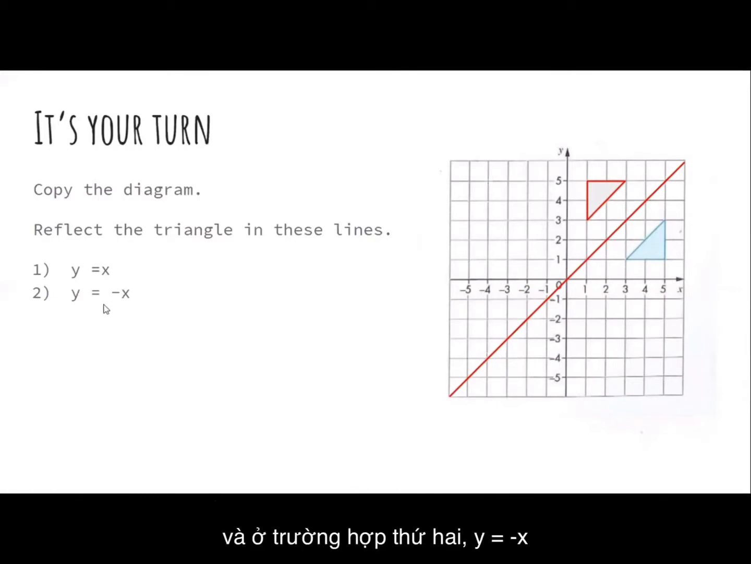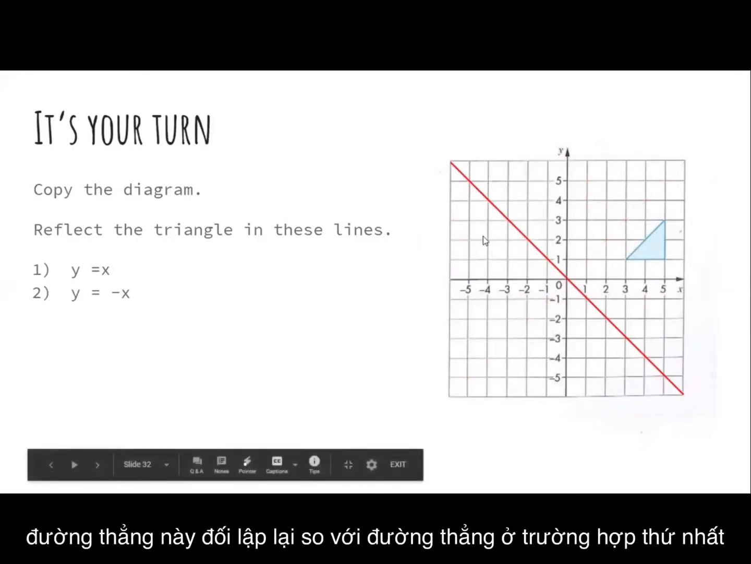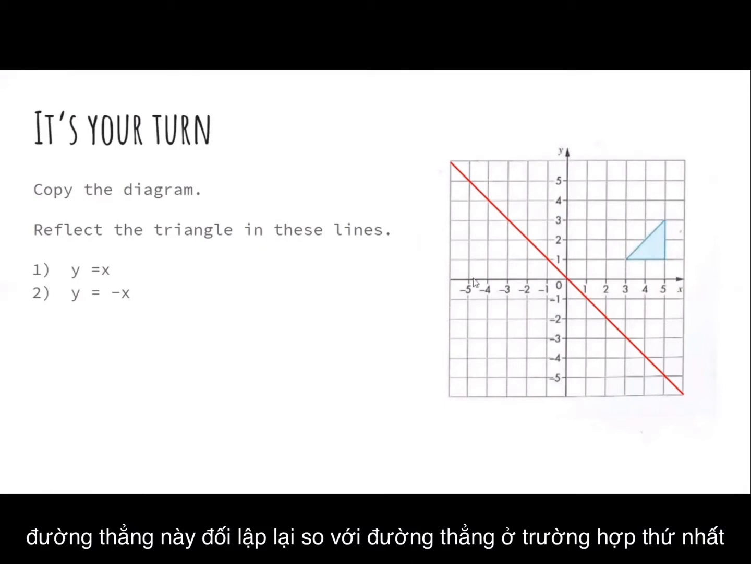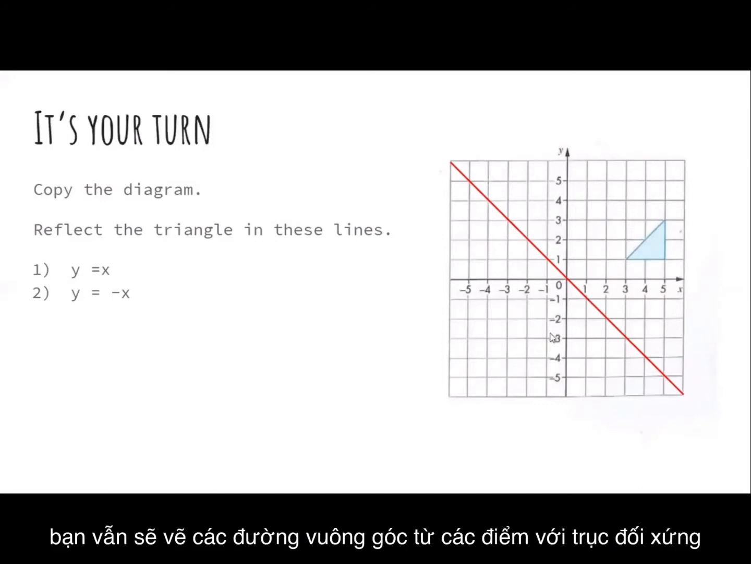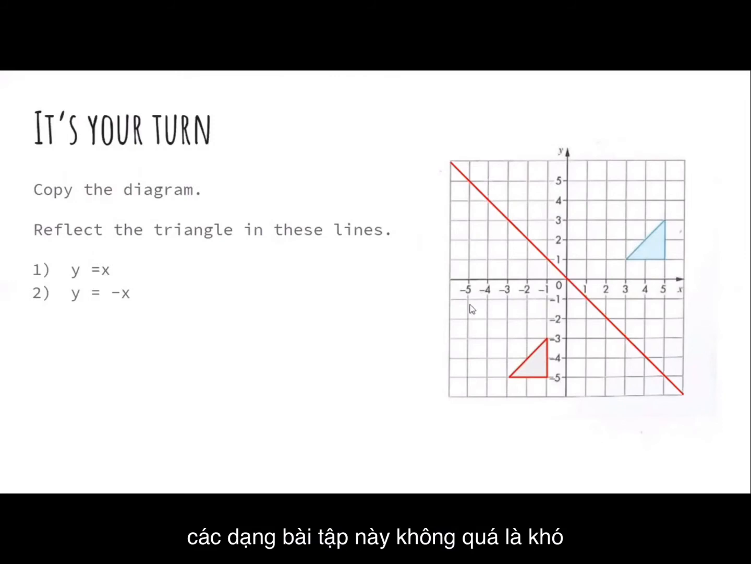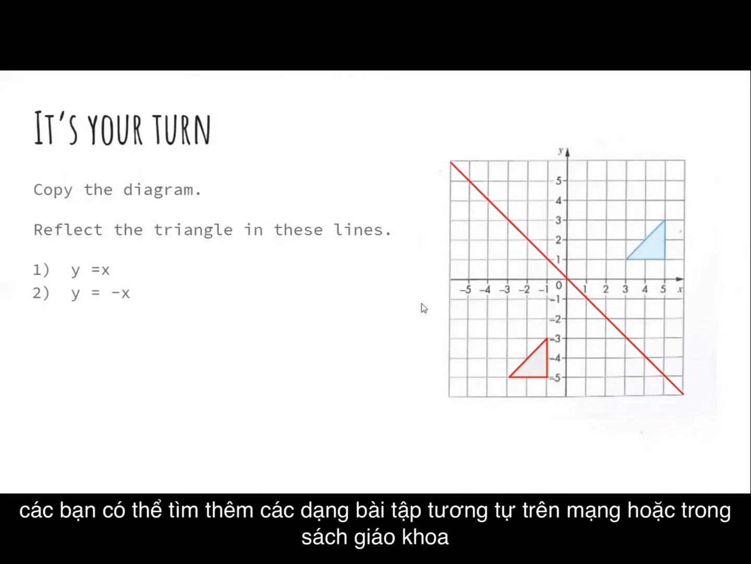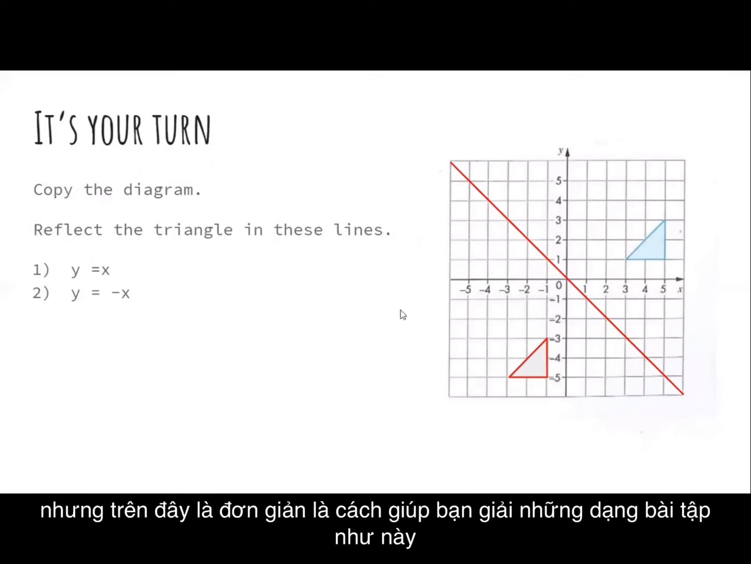And the second one, y equals negative x. Here is the line y equals negative x. It's the other way around compared to the first case. This is a bit more difficult, but you just do the same thing. Draw the perpendicular lines to the mirror line and find the distance. So here is your new shape. It's not that difficult, and you can find more examples online or in the textbook, but this is basically how you can deal with reflections.